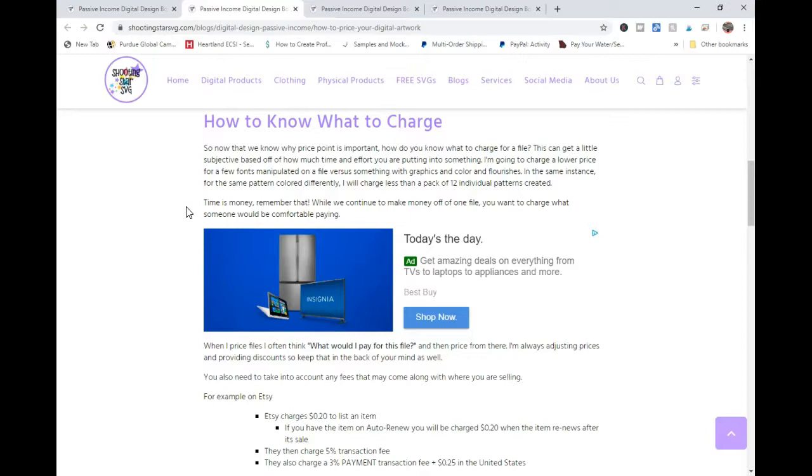So just keep that in mind. And also remember that time is money, right? So you should be charging what you're putting into it as well. While you're continuing to make money off of one file, just keep in mind what your end user is using that for. And generally, it is for commercial purposes for them to create products to sell in their boutiques or their shops or whatever it might be.